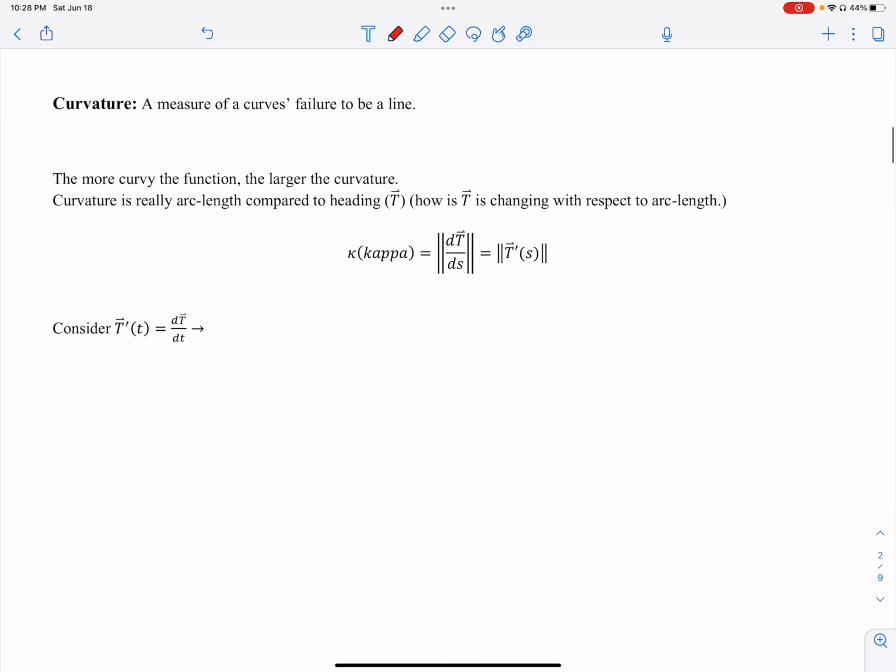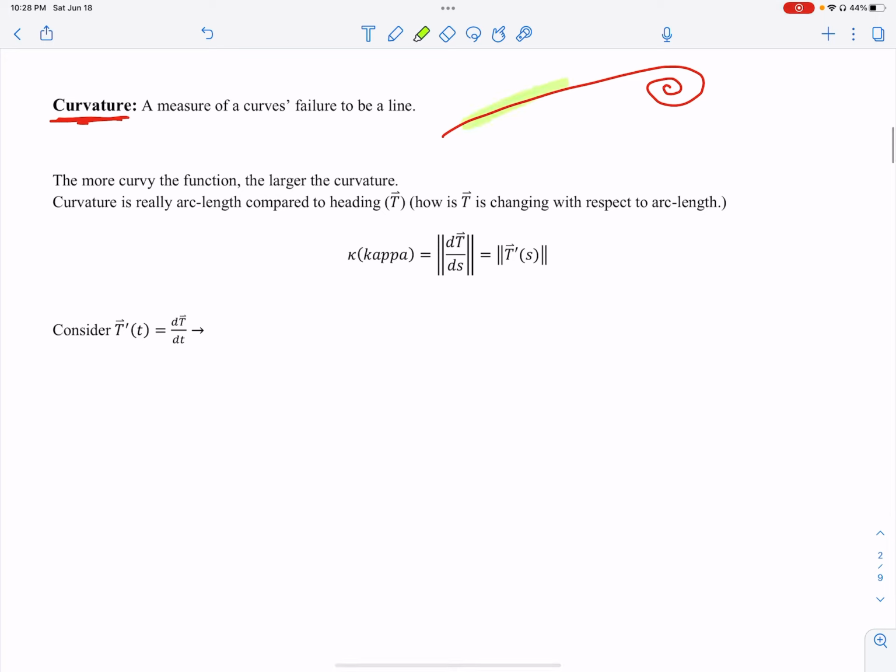All right, we're going to talk about a few things here to kind of extend on this. Why do we care, right? First thing we're going to do, applying this kind of stuff, is we're going to talk about curvature. Curvature is a measure of a curve's failure to be straight. So if I had some kind of shape like this, the more curvy the function, the larger the curvature. So over here, it would have a small curvature. But over here, it would have a very large curvature because it's more curvy.